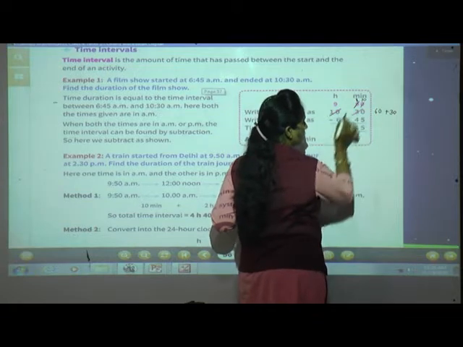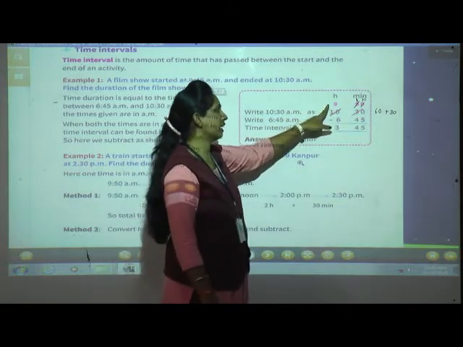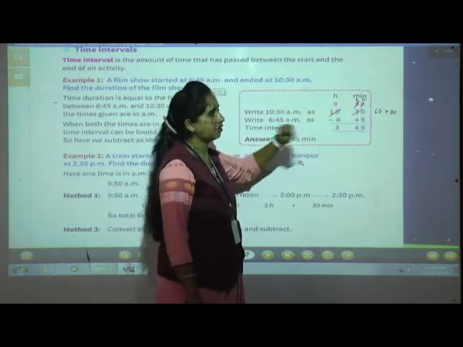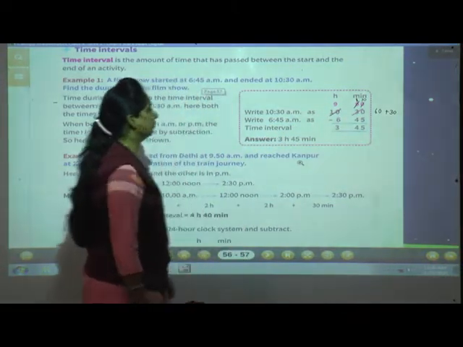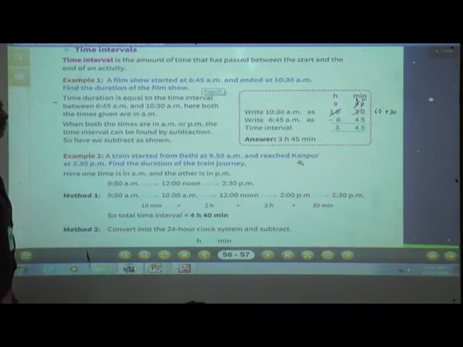10 minus 5 is 5, 8 minus 4 is 4. Now here we are having 9, 9 minus 6 is 3. So the time interval is 3 hours 45 minutes. Are you getting?